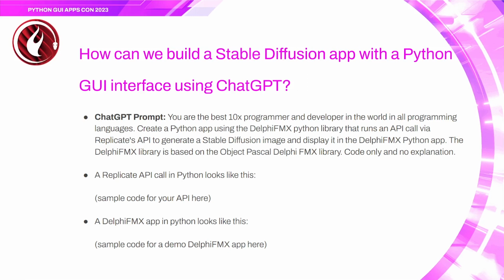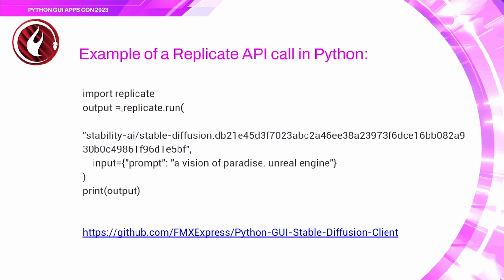So then I provide the sample API call in Python from Replicate. I put that in the prompt as well so that ChatGPT knows for sure how to do that kind of API call. And then I provide the sample application from DelphiFMX also in the prompt. So I combine all that together and I send that to ChatGPT, and hopefully it spits out something useful.